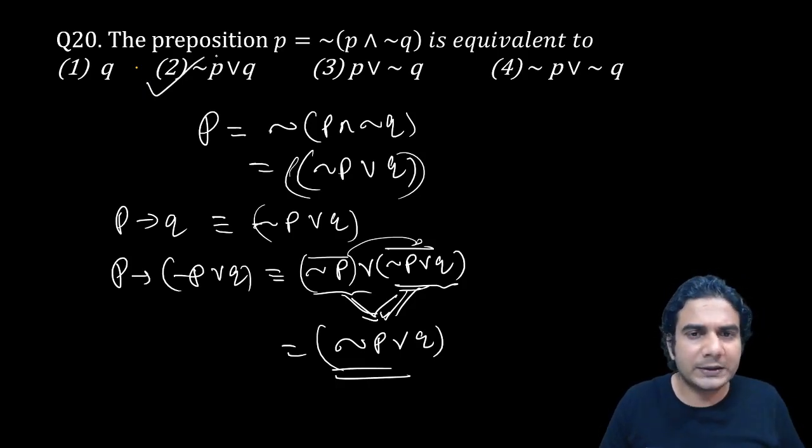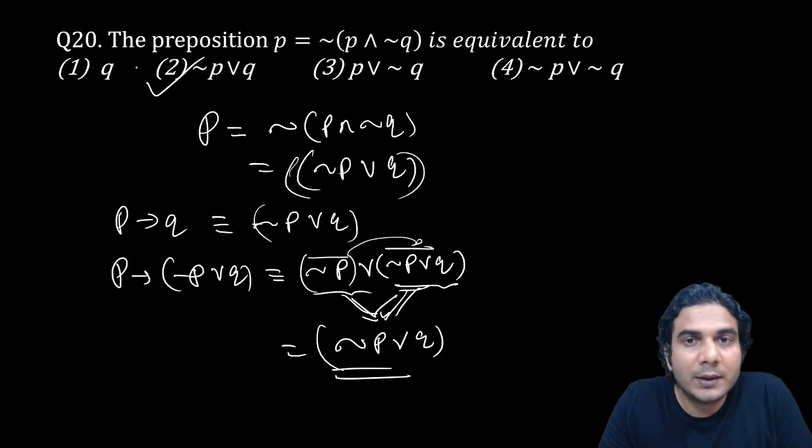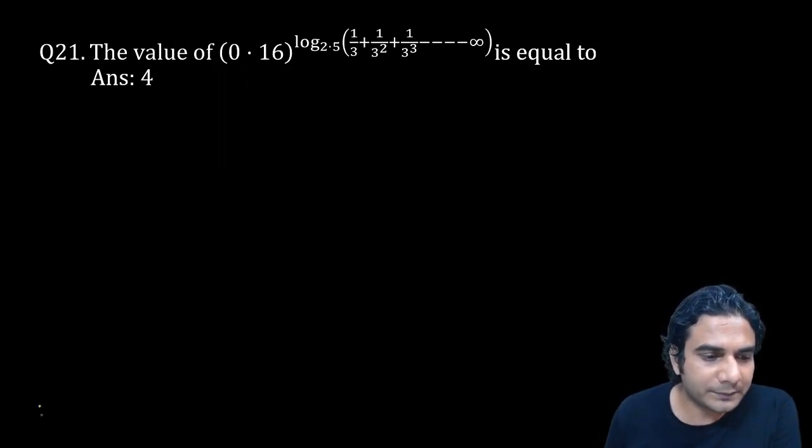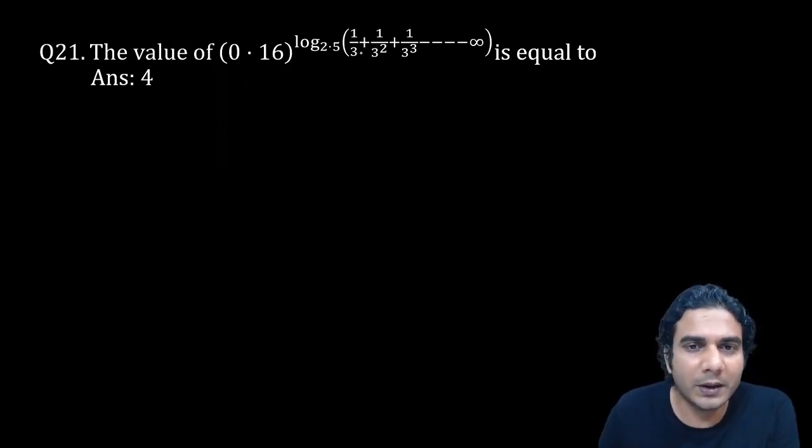So this was a pretty simple problem of mathematical reasoning. All right, let's solve the remaining 5 problems. Do it quickly. So this was again a problem of basic properties of log. This is a GP, so you can find the sum of this GP.